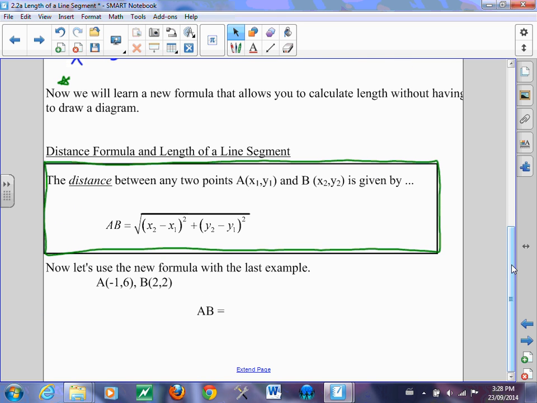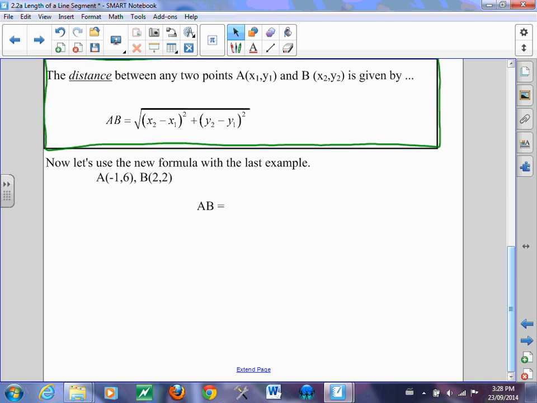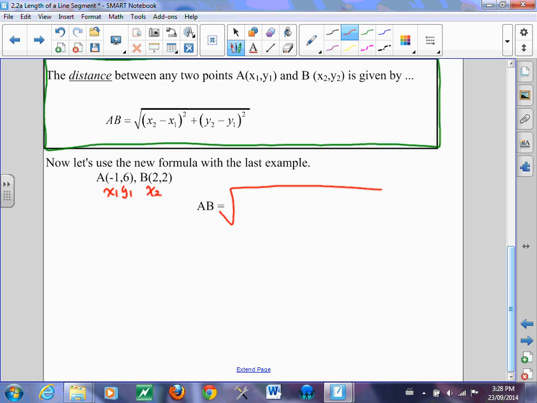So write this down, ladies and gentlemen. This formula is used for length, and we use capital letters for the distance or the length formula. So let's try this one. So here's an example. Length of AB equals, following the example, again, if you need to write this in, x1, y1, x2, y2, you can put it in.